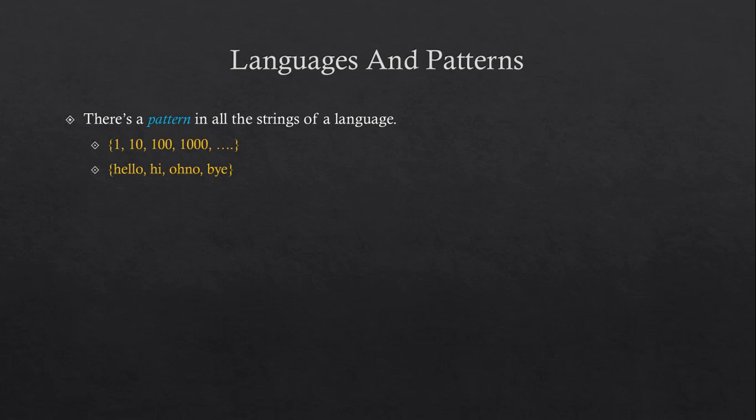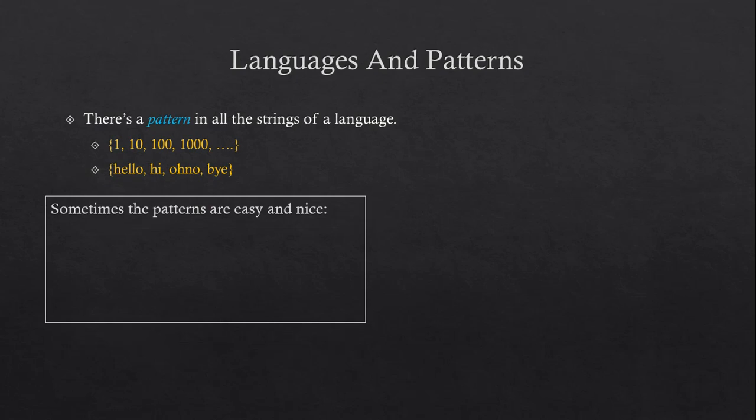Now the second example here is not as nice, does not have a very obvious pattern, but at least about these strings we can say that every string is made with Roman alphabets. That's still a pattern. Now some patterns are easy and nice, as we have seen here. For example, this language has a very simple pattern. Every string is going to be made with the symbol A. This one is the set of all natural numbers. This one, these are all binary strings, starts with 0.